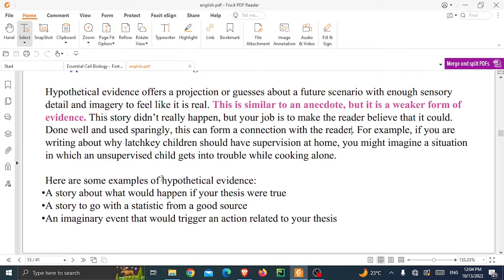And some examples for hypothetical evidence: a story about what would happen if your thesis were true, and I said that a short while ago. A story to go with a statistic from a good source, like you are using a random story and using a statistic related to the hypothetical story to make it seem like a good and believable story. And an imaginary event that would trigger an action related to your thesis.